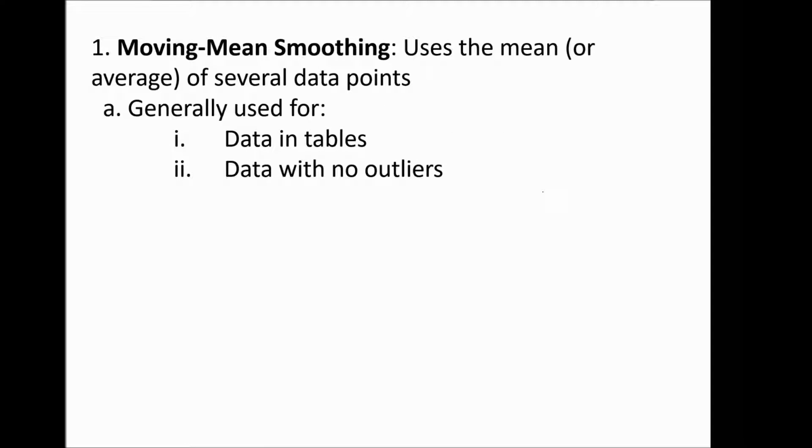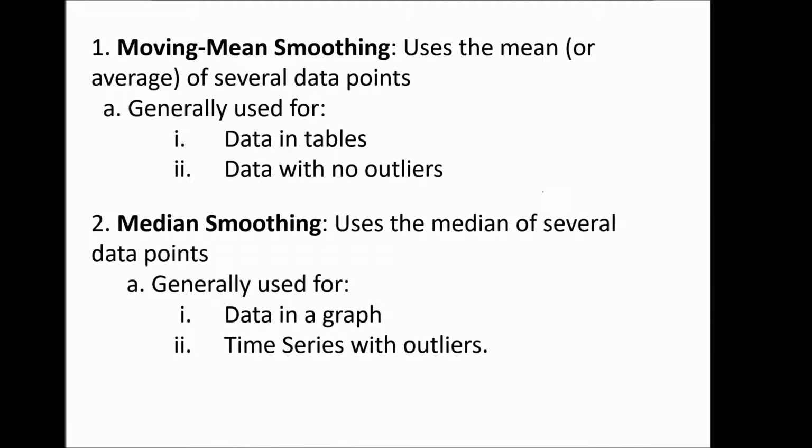So two techniques. The first is called moving mean smoothing. This uses the mean, the average of a few data points. Typically we use this if the data is given to us in a table, versus a graph, and you don't want any massive outliers. For this one, again, you can use it, it can just maybe not be quite as good as median smoothing.